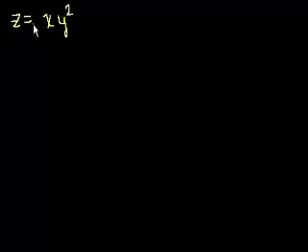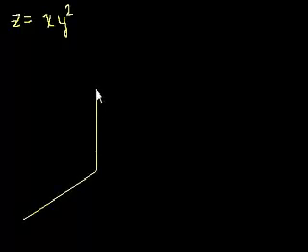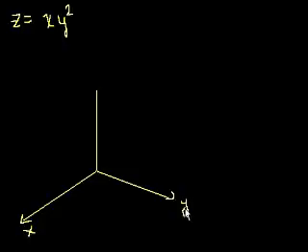So let's say that's our surface. Z is equal to xy squared. And let me draw the axes again. So that's my x-axis. That's my z-axis. That's my y-axis. X, y, and z.